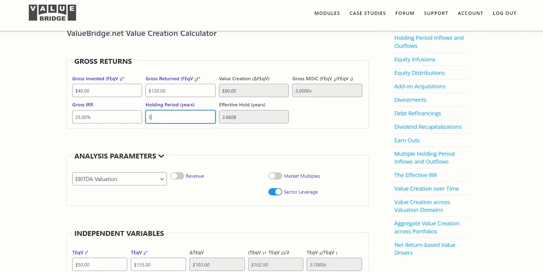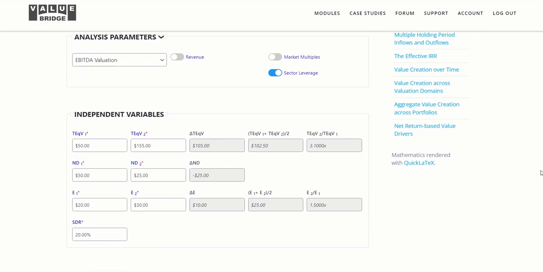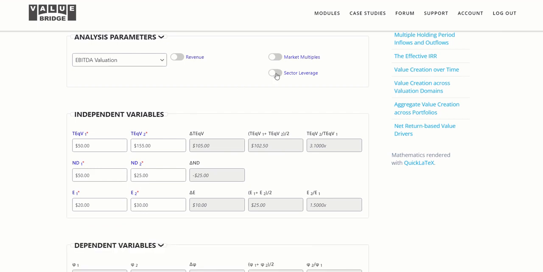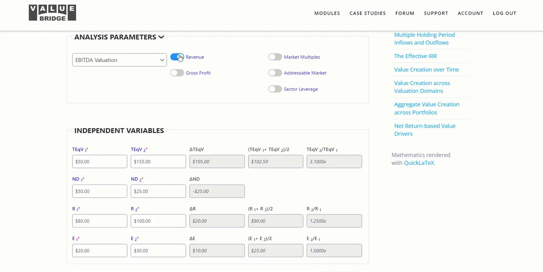The next section defines the analysis parameters. These control both the value drivers calculated and the metrics that are required for the models. For example, it asks for the sector debt ratio at the bottom because sector leverage is turned on at the top. If we uncheck it, the sector debt ratio goes away. If we turn on the revenue parameter, the calculator will ask us for the revenue at entry and exit, and the result at the bottom will now include equity value creation driven by changes in revenue and the EBITDA margin.